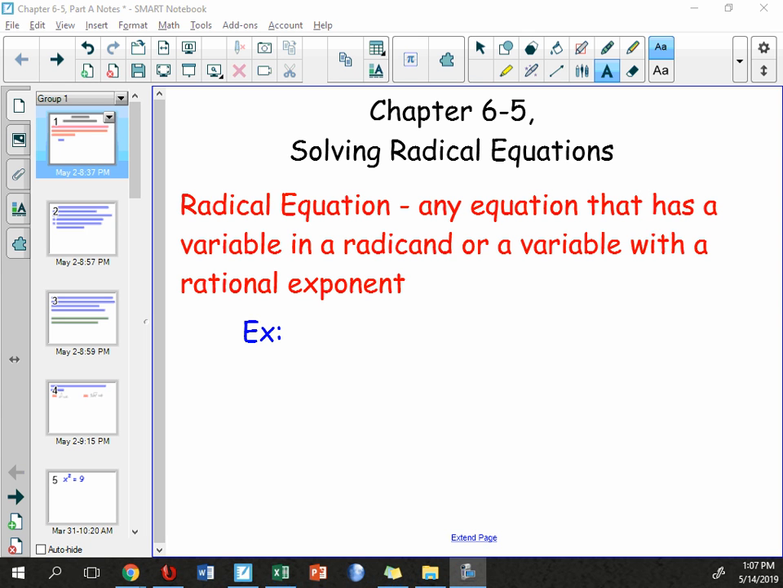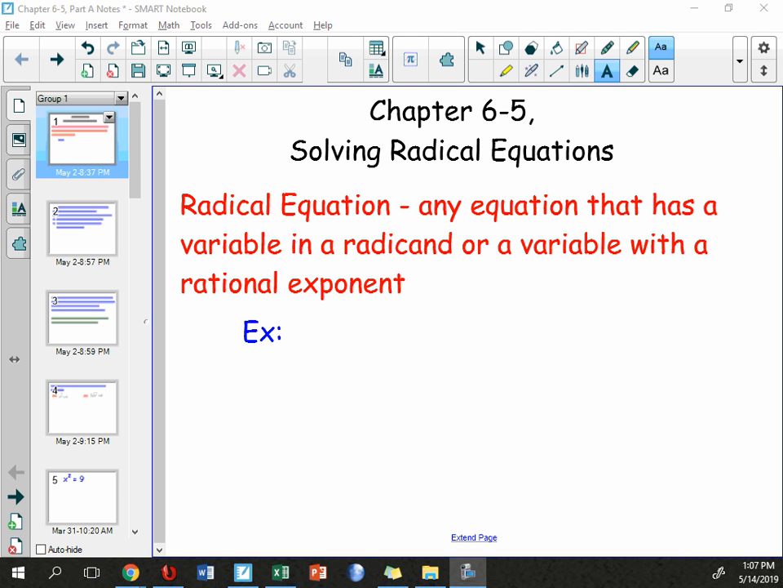All right, what we're talking about today is chapter 6.5, which is going to be solving radical equations. What is a radical equation? I don't think it's a cool equation. I think they're cool equations. I mean, I don't know if they really are.